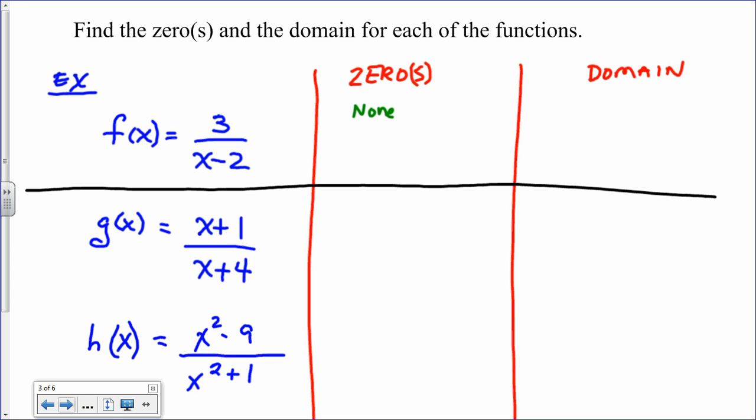And then the domain is for the denominator. So I know that x cannot equal what? 2. Positive 2 is what would give me 0. So remember how to write that in interval notation. You have negative infinity up to 2, and then 2 to positive infinity. Use the parentheses to show there's a hole there at 2.